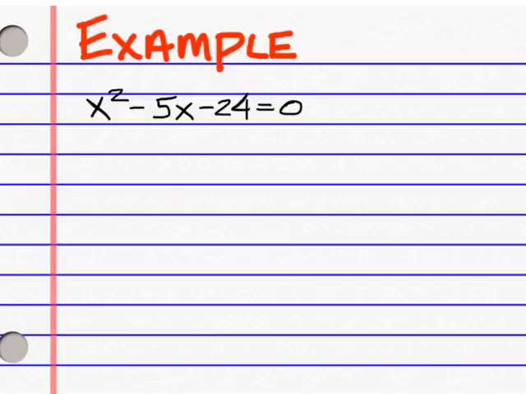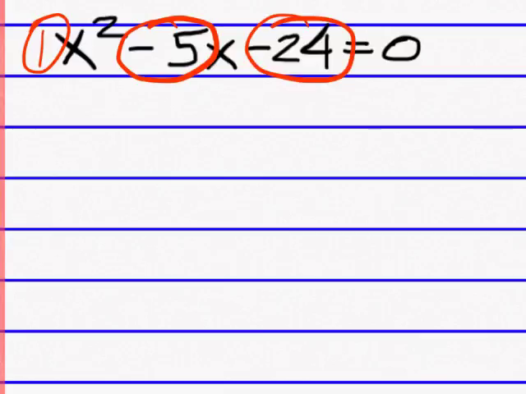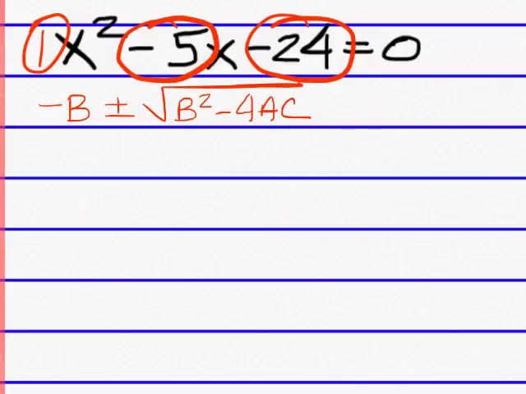We're going to continue on from yesterday, and it's going to go like this. Find A, B, and C. There's A, which is 1, B is negative 5, and C is negative 24. Don't forget the formula, which is negative b plus or minus the square root of b squared minus 4ac, all of that over 2a.